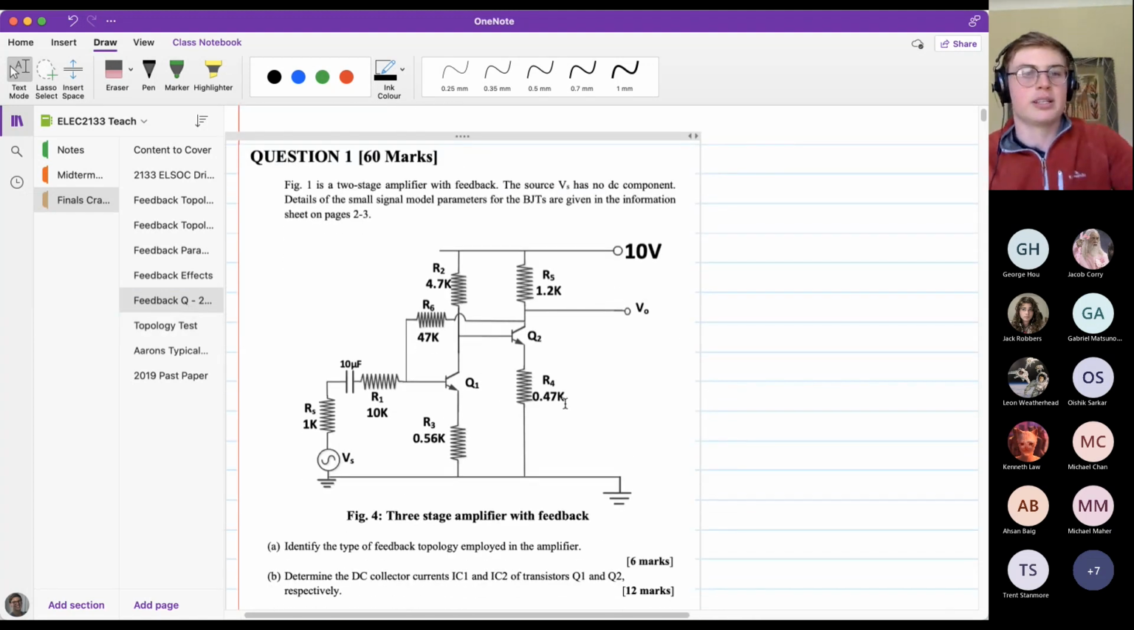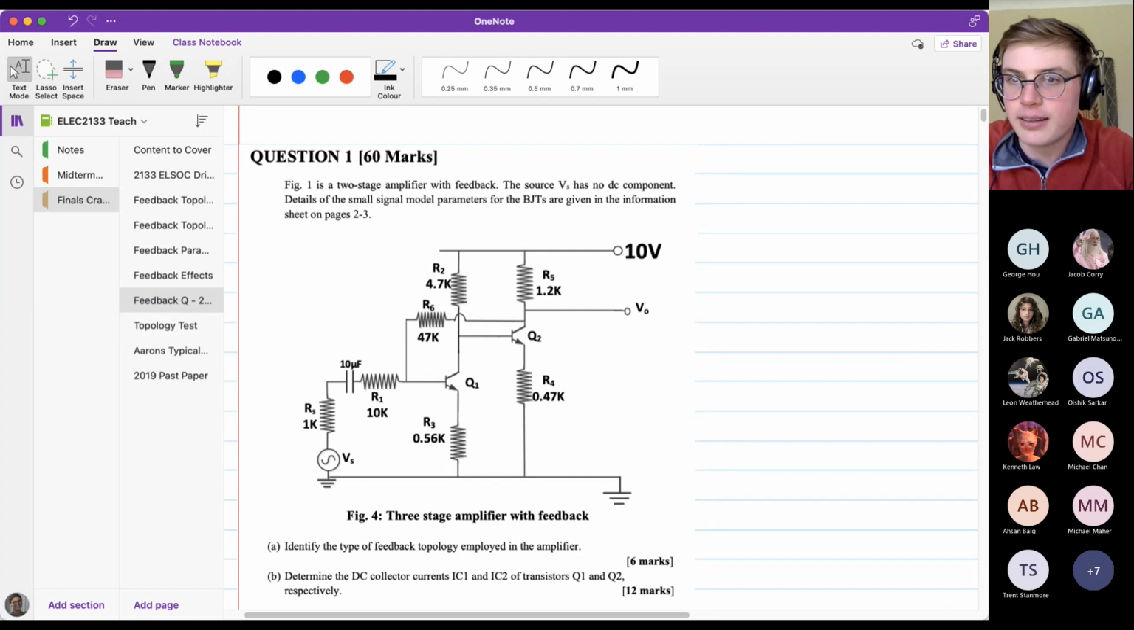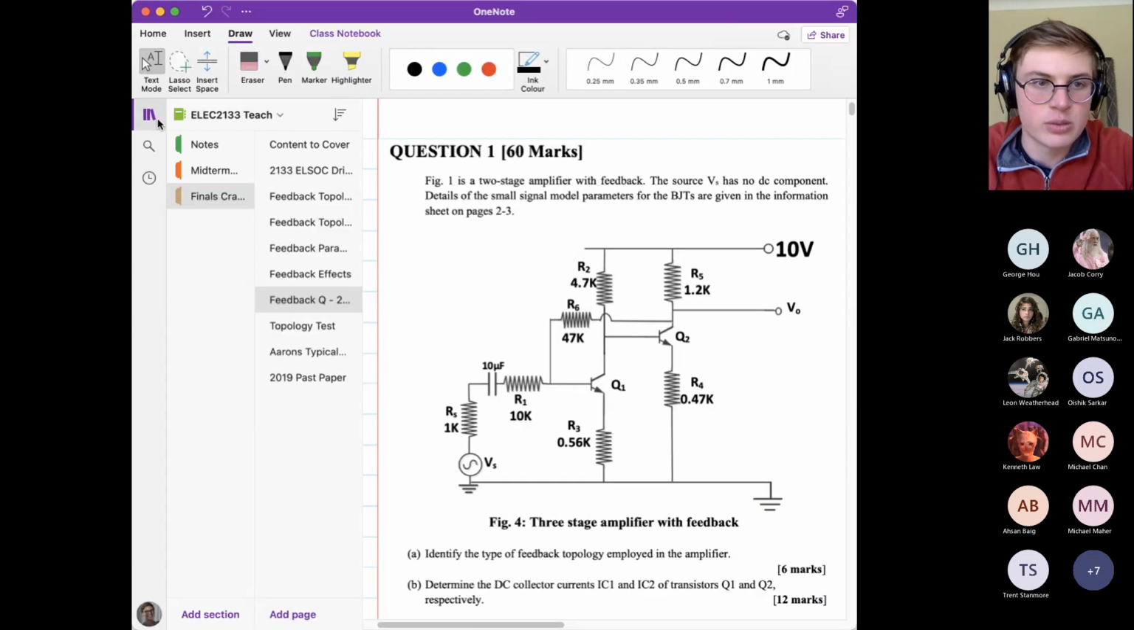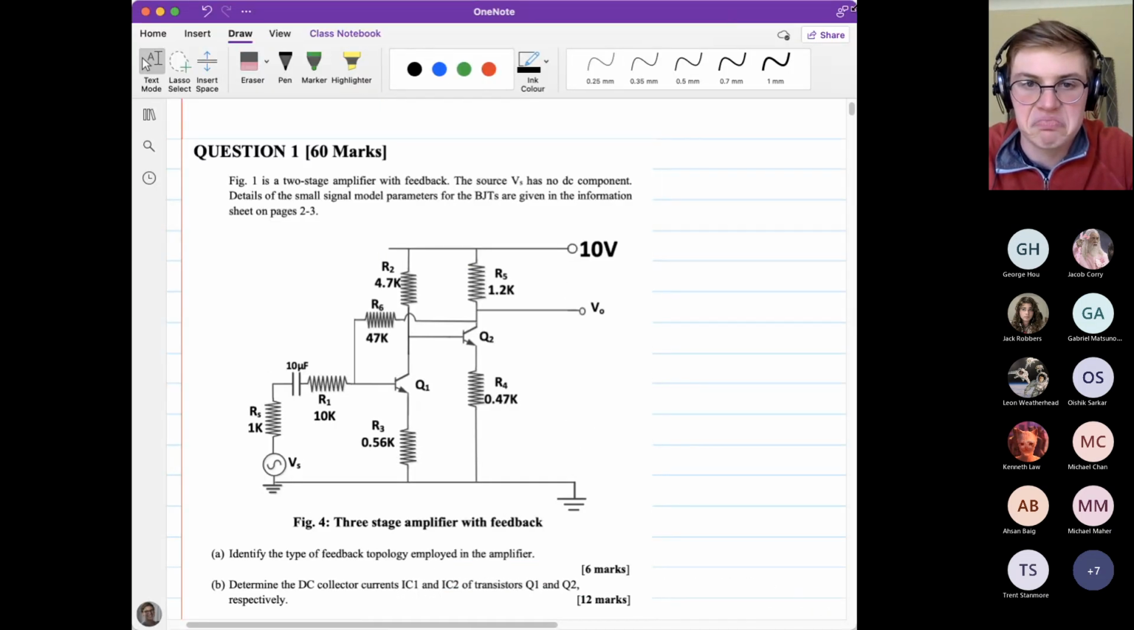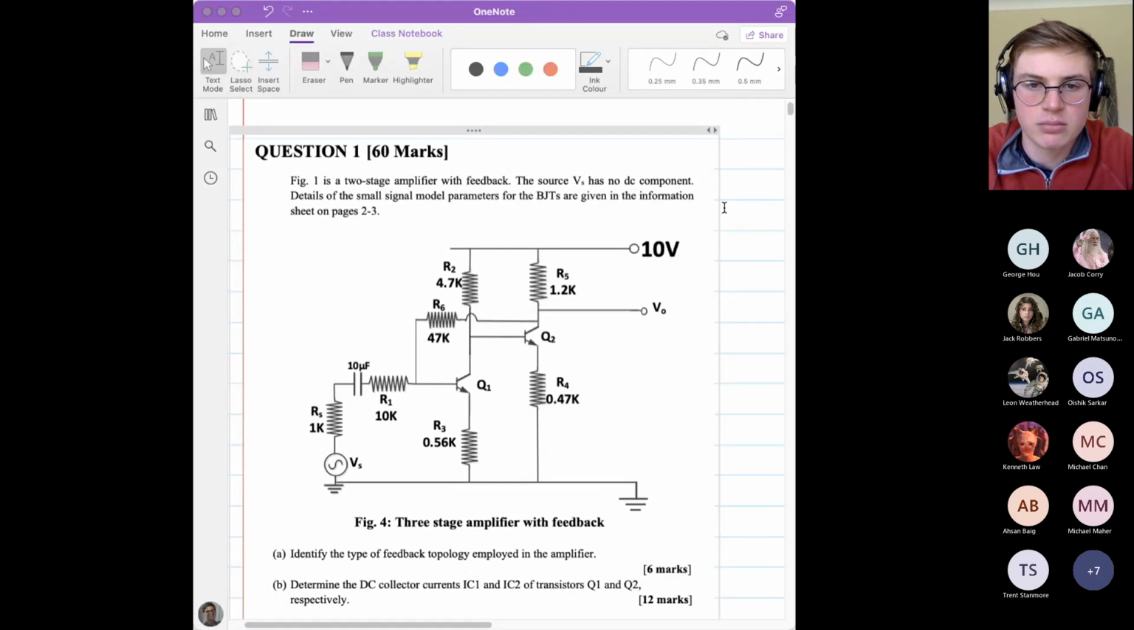Alrighty, let's have a look at this assessment. So this was, I think, an assessment that I did last year. We're going to have a look at a question. We'll see how we go for the full analysis, but it could be good. Are we feeling a bit of AC analysis?